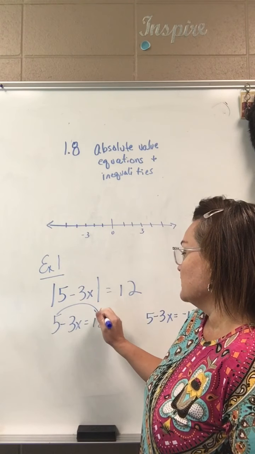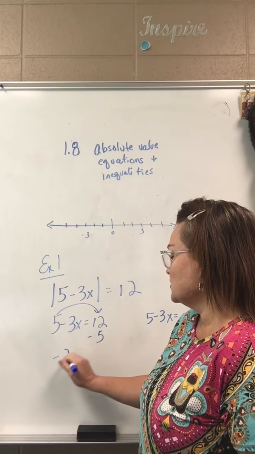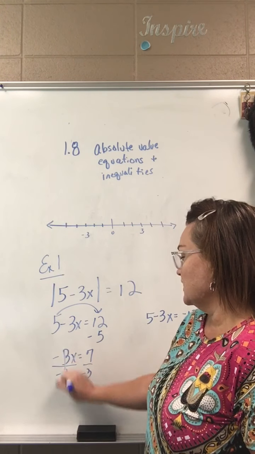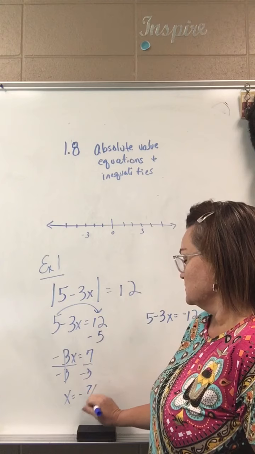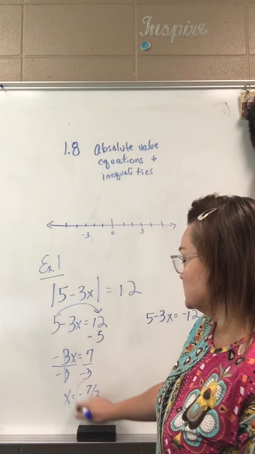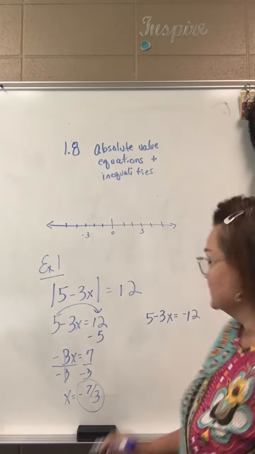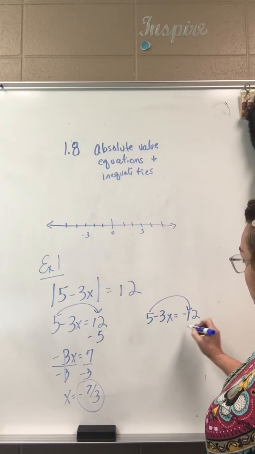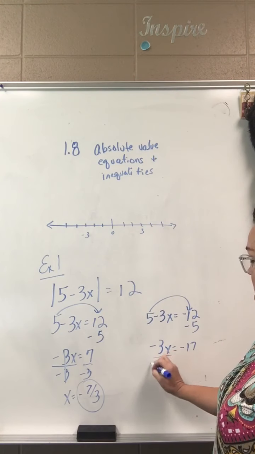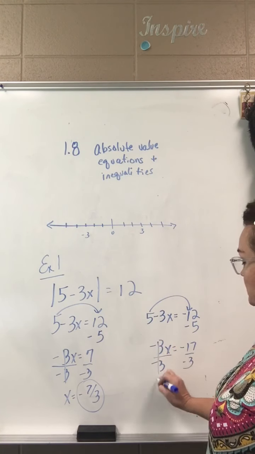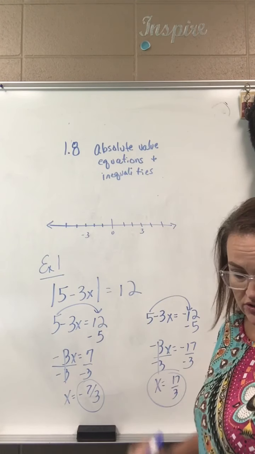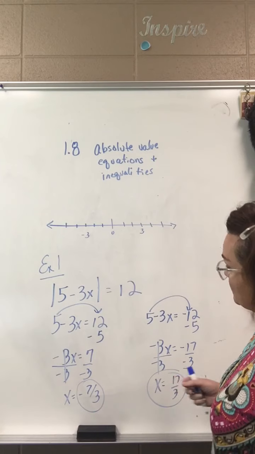So I'll throw the 5 across the line and solve this little mini equation and get the answer of negative 7/3. The negative can be on the top or the bottom or the outside, but it's a negative 7/3. That's one answer that solves this. And then the other answer, I throw the 5 across the line, and I get negative 17. Divide both sides by negative 3. A negative over negative is positive 17/3. So those are our two answers for example 1.